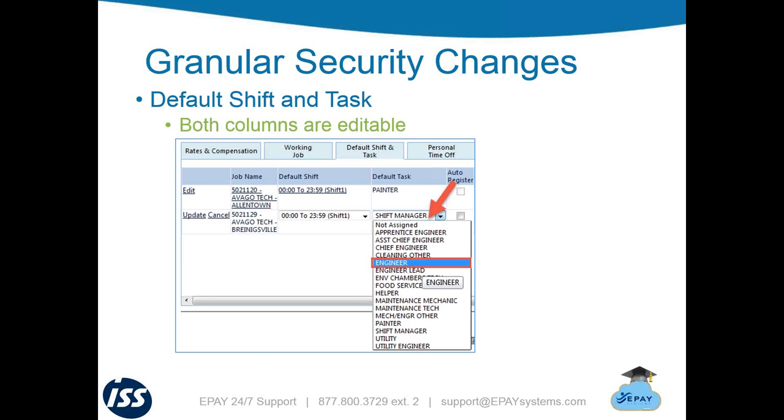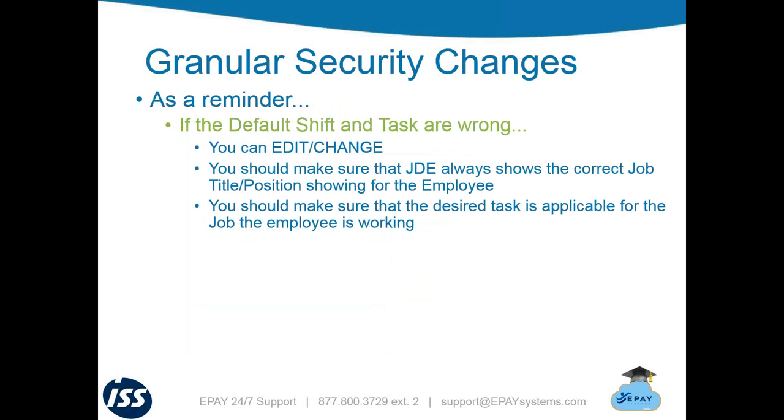So let me go one more screen and keep one more slide here. Just keep in mind, as a reminder, if the default shift and task are wrong, you can edit and change them, which I'm about to show you how to do. But you should also make sure that JDE always shows the correct job title and position for that particular employee. And then you also want to make sure that the desired task is applicable for the job the employee is working.